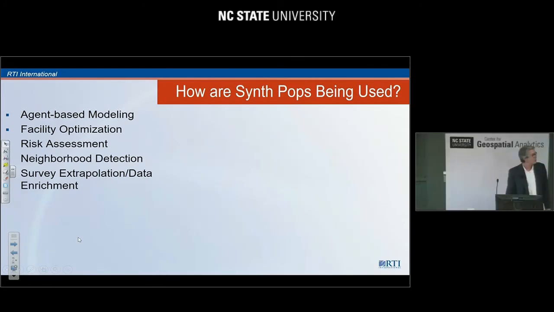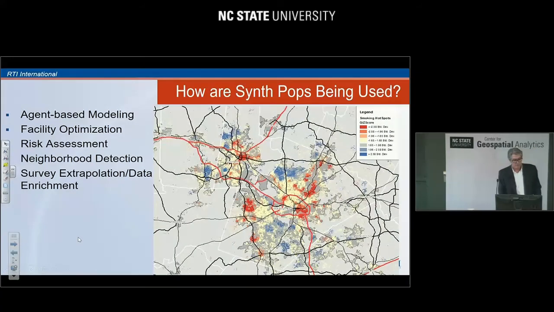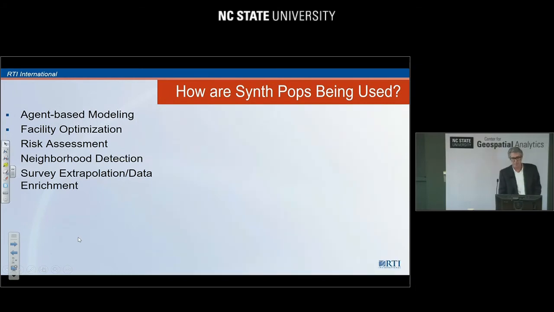Okay, and then the other thing that I'm going to talk about is survey extrapolation and data enrichment. We've got demographics, okay? It comes from the census. Do they know about obesity? Nah. Do they know about food security? No. Do they know about how much you spend on food? No. But we can start adding those characteristics to the synthetic population from surveys.